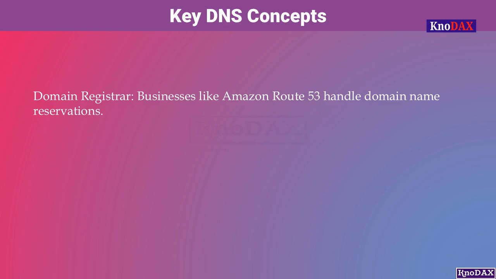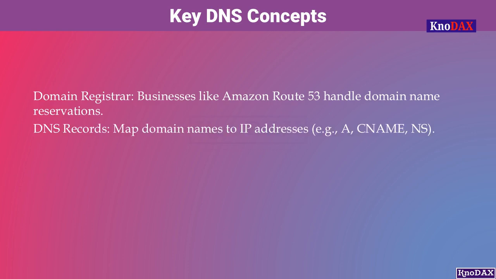Domain Registrar. Businesses such as Amazon Route 53 and others manage the reservation of domain names, helping users secure unique names for their websites. DNS Records. These are the mappings between domain names and IP addresses. Examples include A records, CNAME records, and NS records, each serving specific purposes for routing and addressing.